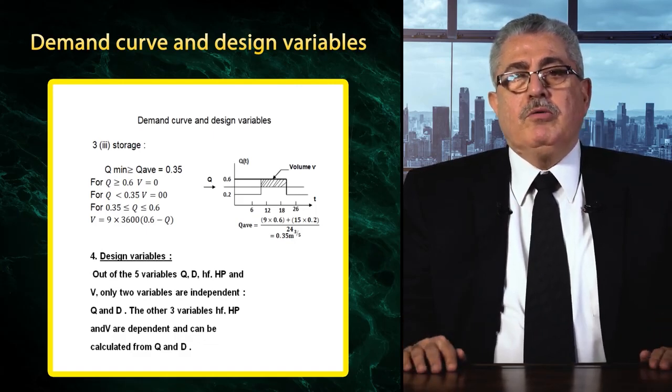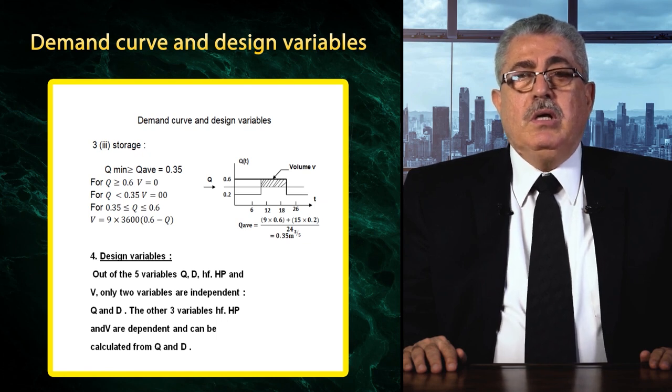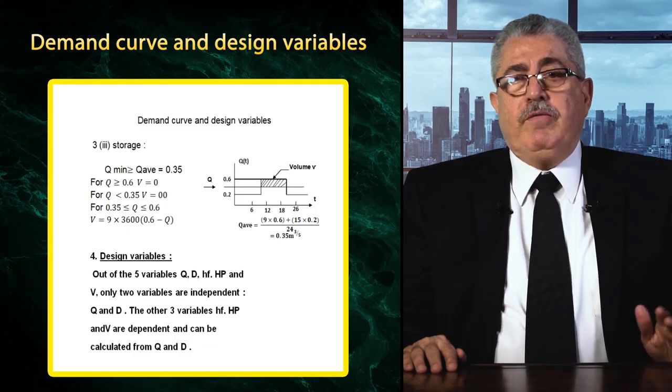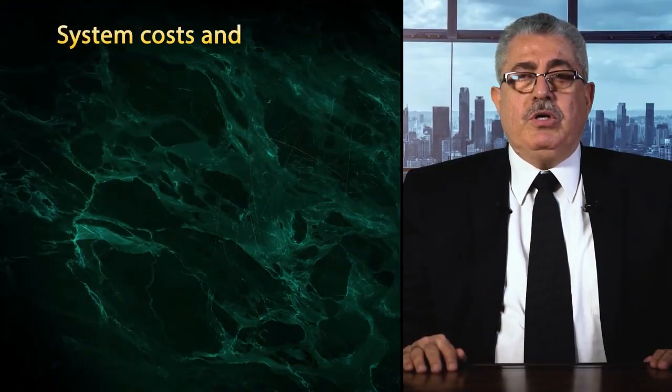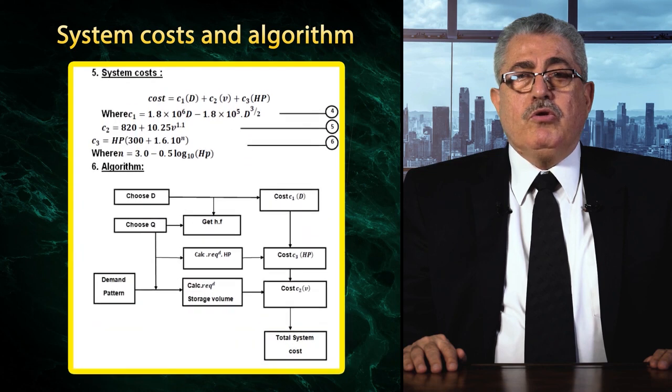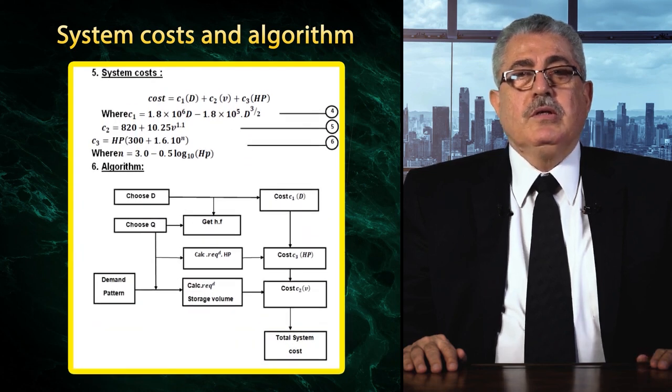Out of the 5 variables, Q, D, HF, HP, and V, only 2 variables are independent, D and Q. The other 3 variables, HF, HP, and V, are dependent and can be calculated from Q and D. The total cost of the system is the sum of the cost of pipe in equation 4, the cost of reservoir in equation 5, and the cost of pump in equation 6.